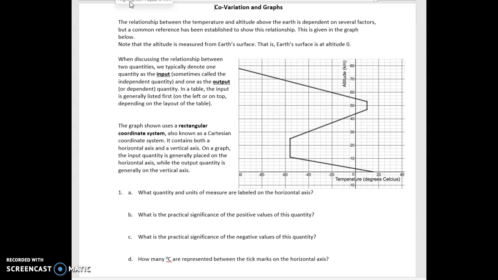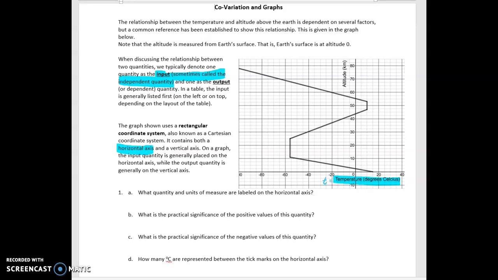And so the input, which is also called the independent variable or the independent quantity, this is always along the horizontal axis. In this case, it is signified by the temperature in degrees Celsius. And as always, we also need a letter that goes with that, a reasonable letter. So we're going to call this T.